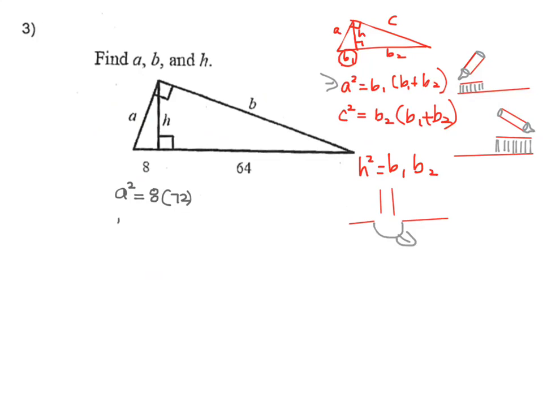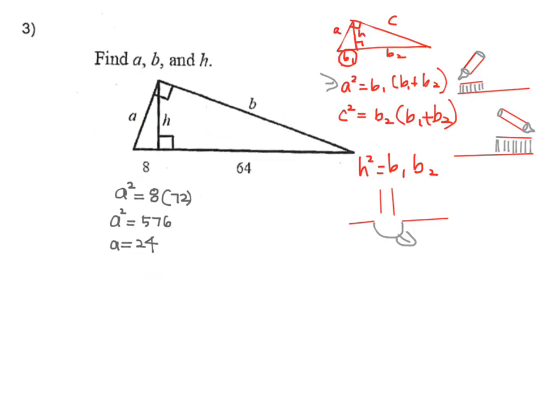Now, then A squared is 576, I believe. Now, then A, in fact, becomes 24. I believe 24 squared is 576. Check it to see if it's right.